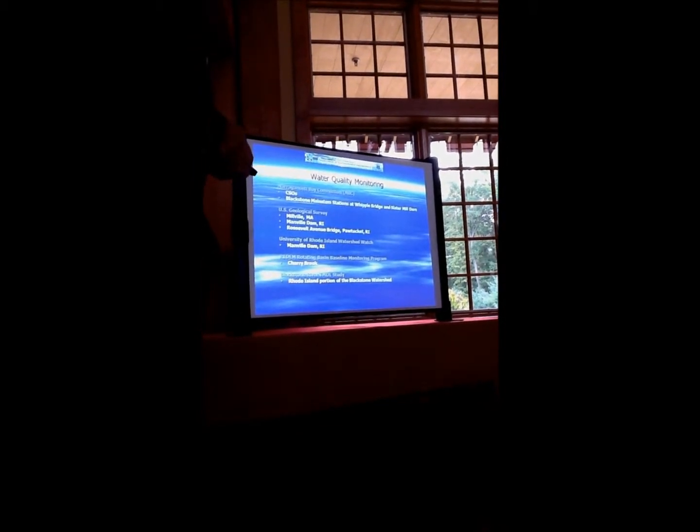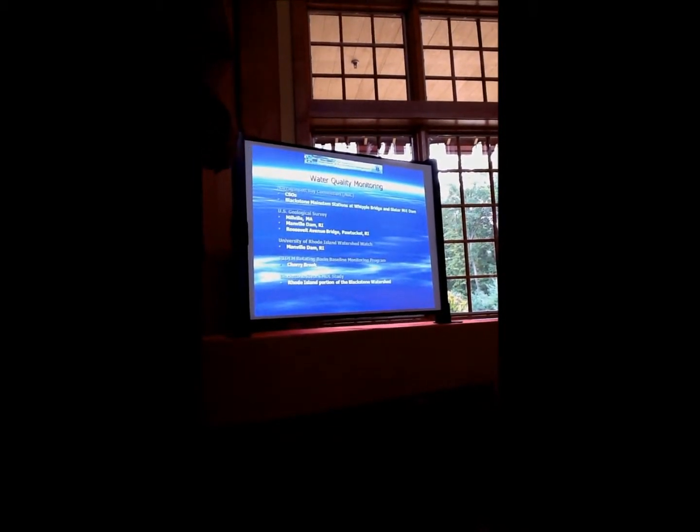Some of the water quality modeling or monitoring that's been done includes Narragansett Bay Commission. They run every year, they give us a report. They're on the CSOs in the lower portion of Blackstone. They have quite a few. And then you have two main stem stations at Whipple Bridge and Slater Mill Dam.